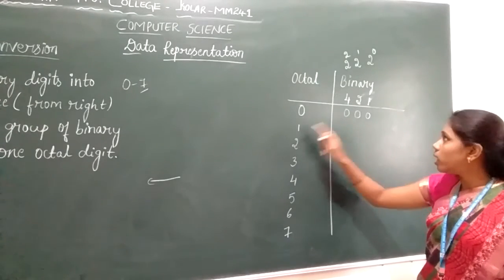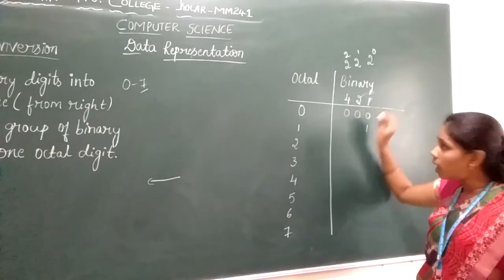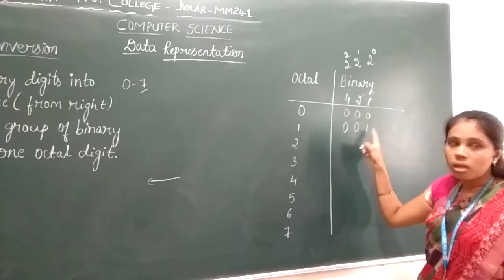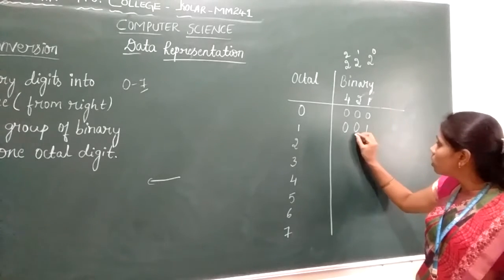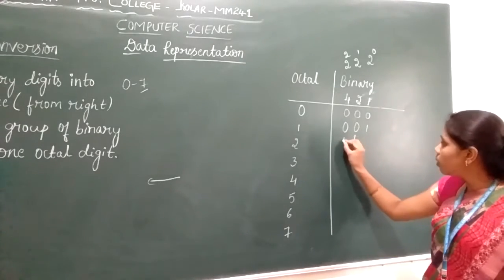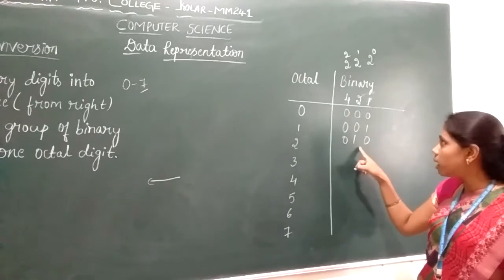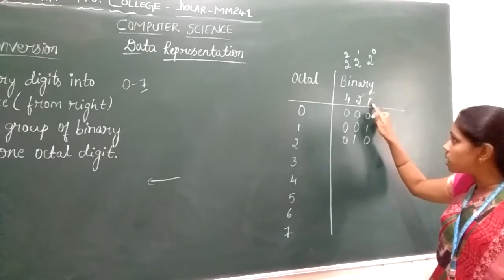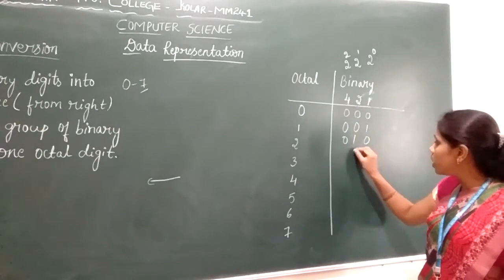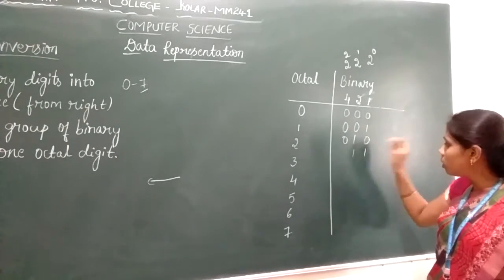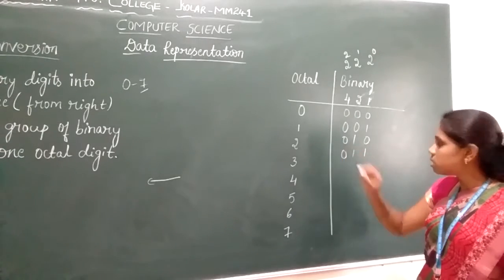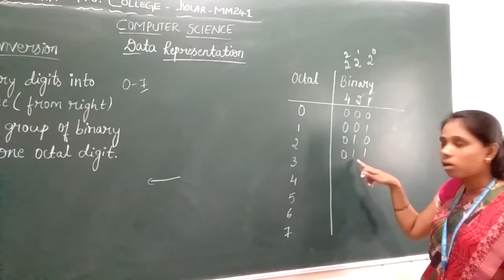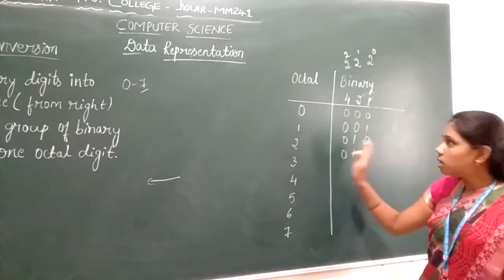For 1, place 1 in the place of 1 and put 0 in the remaining places. For 2, place 1 in the place of 2 and 0 in the remaining places. So this is the binary equivalent value for octal 2. For 3, adding 2 plus 1 gives 3, so in the places of 2 and 1 we put 1 1, and this place 0. See, 2 plus 1 is 3.